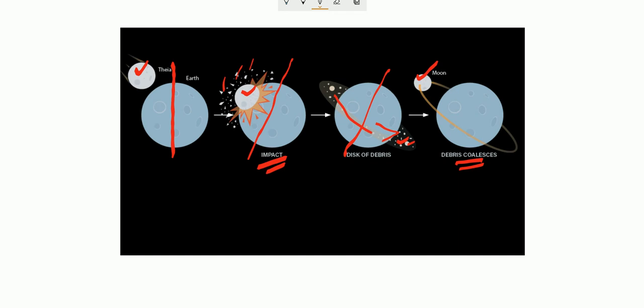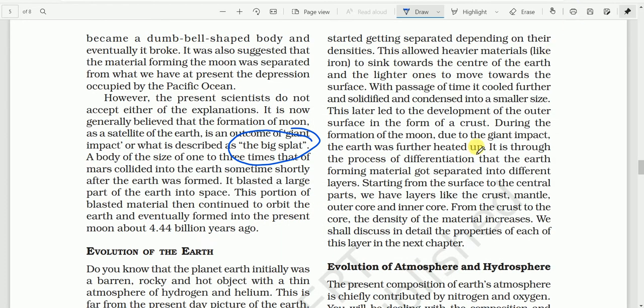So this is what we call the Big Splat theory, or the hypothesis, or the great impact. It took place about 4.44 billion years ago before present. So this is about the origin of the Moon.